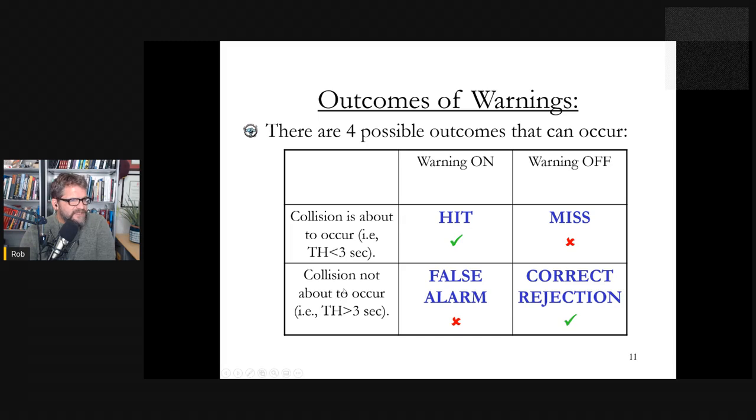The other two events: imagine there's a long time before you hit the car and the warning comes on. That's a false alarm. Imagine there's a long time before you're going to hit the car and there's no warning given. That's what's called a correct rejection.